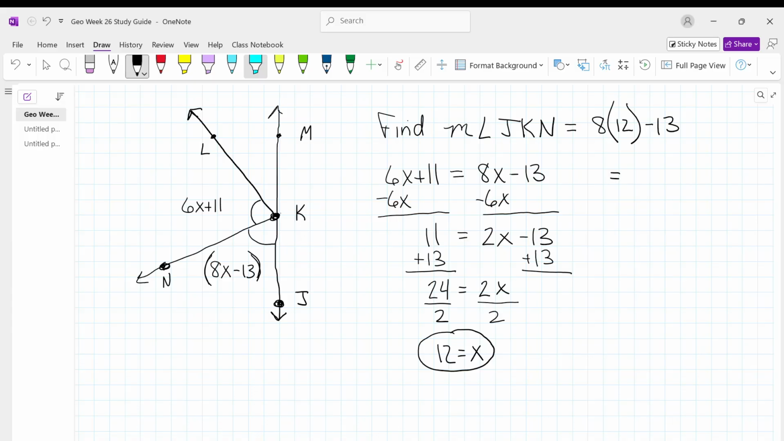Anybody got 8 times 12? 96 or 106? 8 times 12 is 96. So we got 96 minus 13. That's equal to 83 degrees. All right, so the measure of angle JKN is equal to 83 degrees.